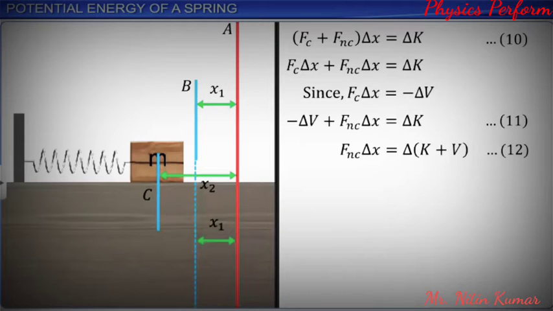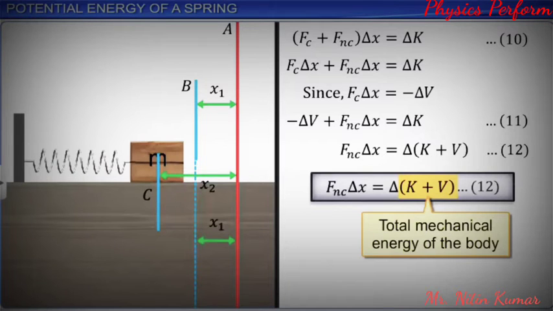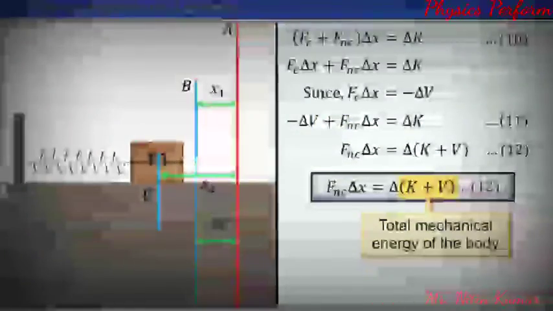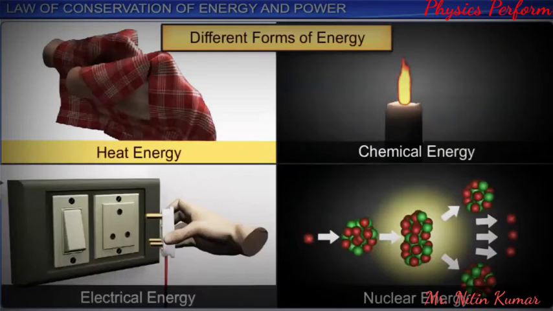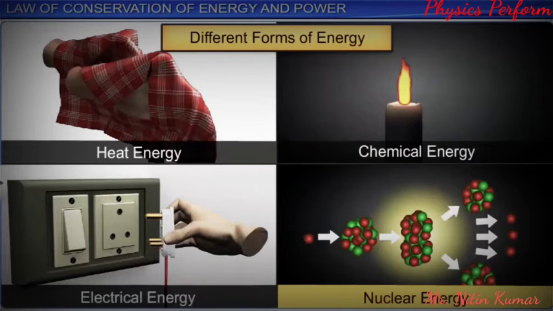Since K plus V is the total mechanical energy of the body, which is the sum of the kinetic and potential energy of the body, equation 12 shows that the work done by the non-conservative force is equal to the change in the total mechanical energy of the body. Some forms of energy that we will deal with in this module are heat energy, chemical energy, electrical energy, and nuclear energy.